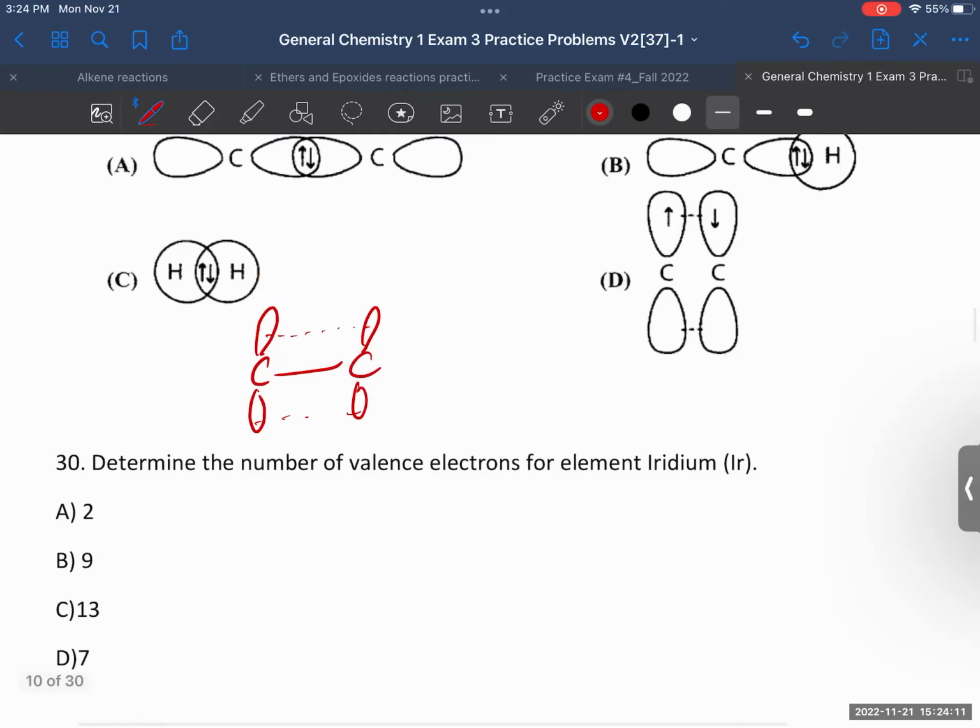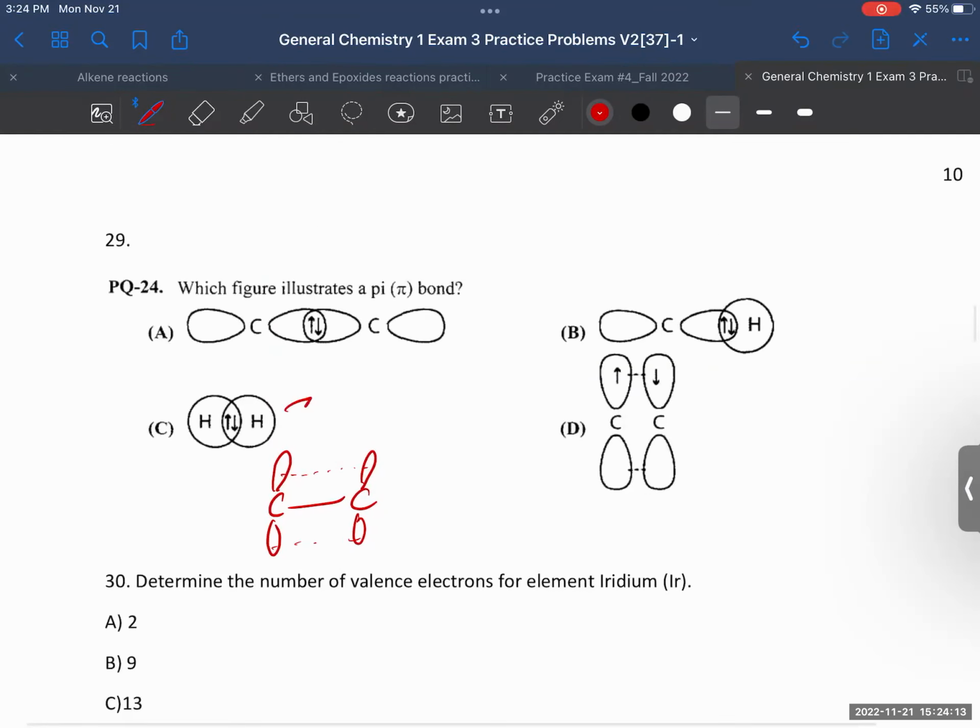So the other ones, they don't exist. No, B exists. This is just like hydrogen bonding, or I don't know what. Not hydrogen bonding, but like, I don't know what the heck this is.